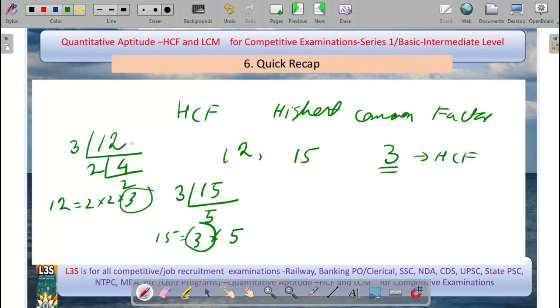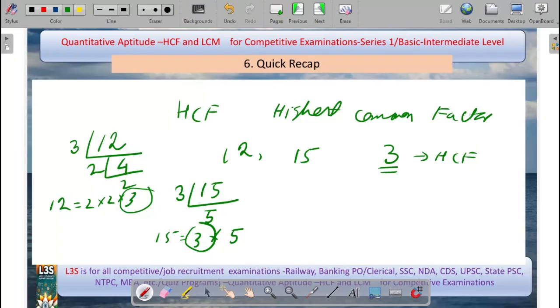So individually we have to break each number into prime factors. Then we select only the factors that are common in all numbers. And if there is more than one common factor, then we have to multiply those common factors.